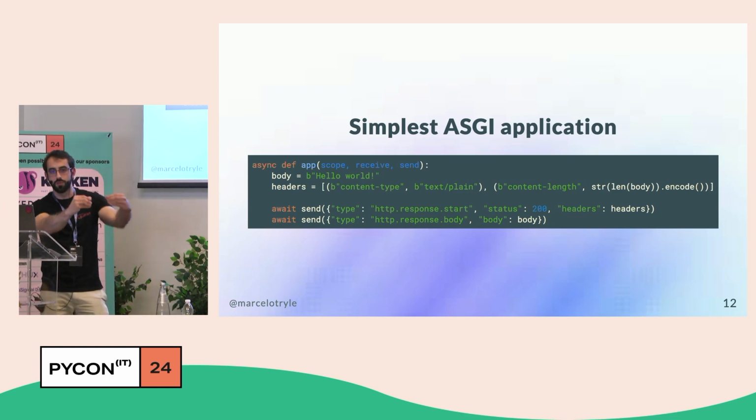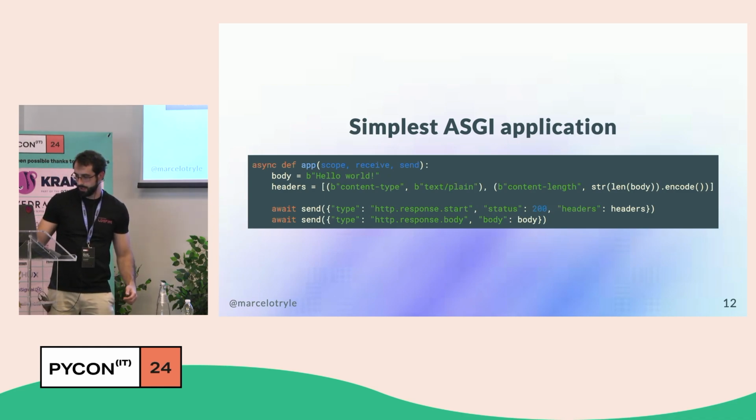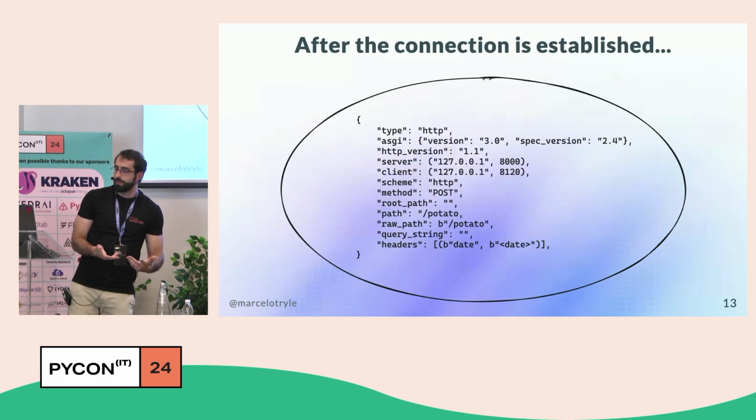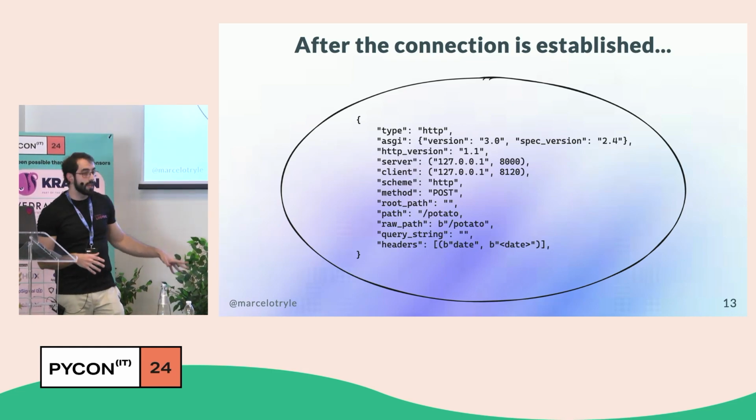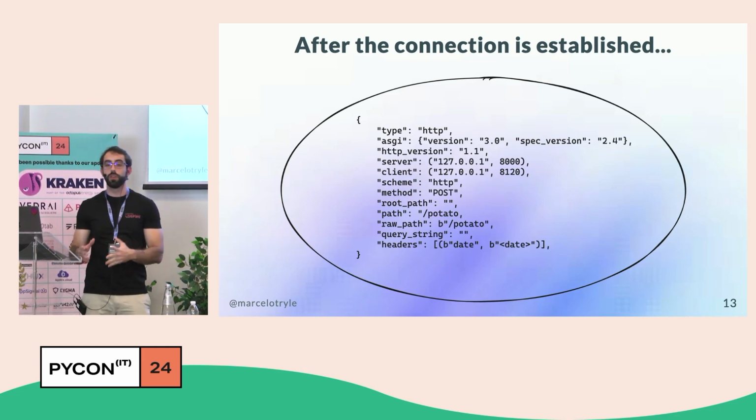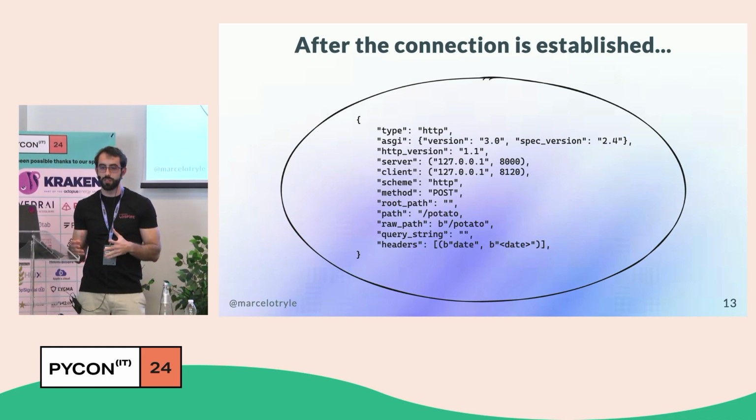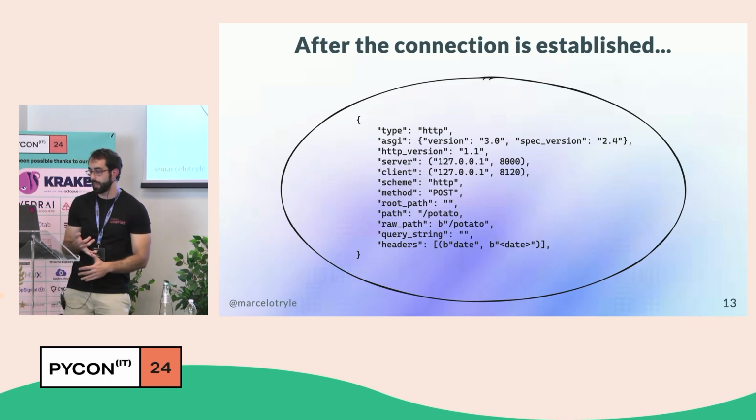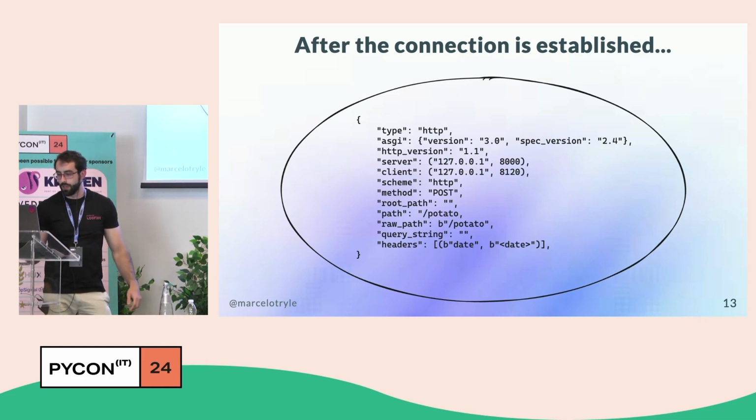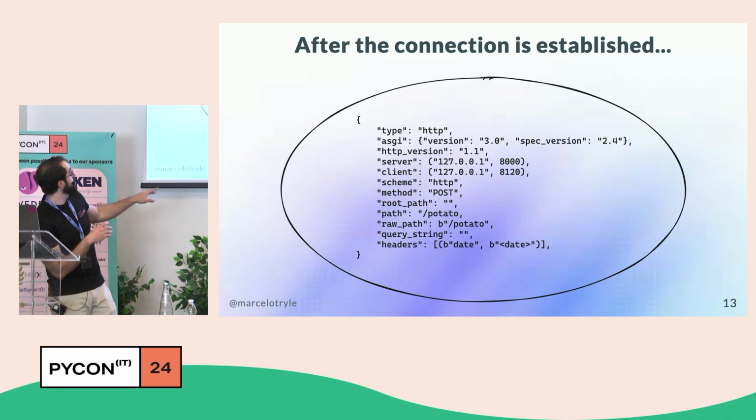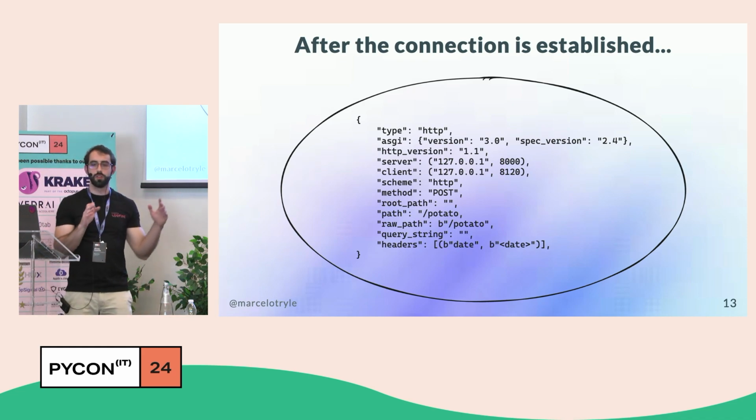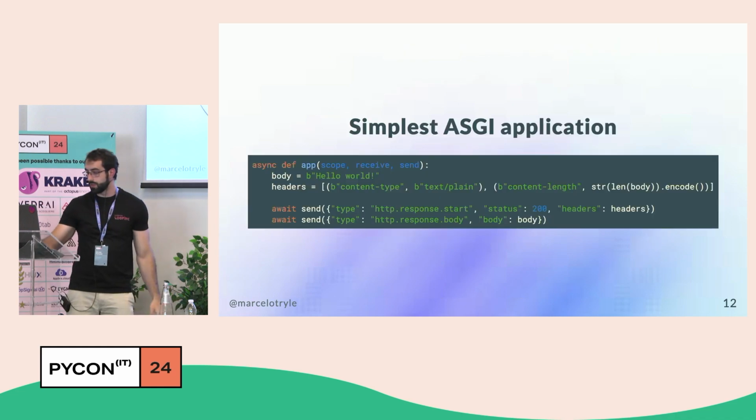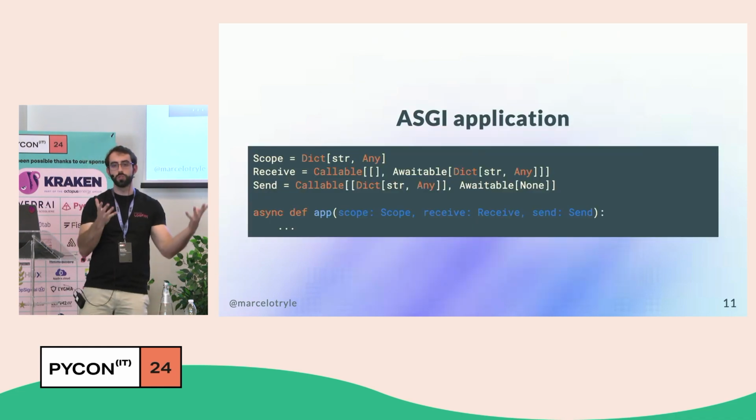Uvicorn sends those two together. This is what you see: all the data that you send from the server to the application after the connection is established and the server receives the request line. So we get all the information about the connection: the client, the server, address, the method, the root path, and all that information that you see there. This is what you saw on those previous slides. This is what goes to the scope part.